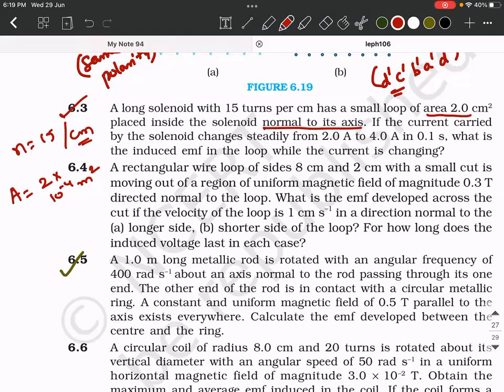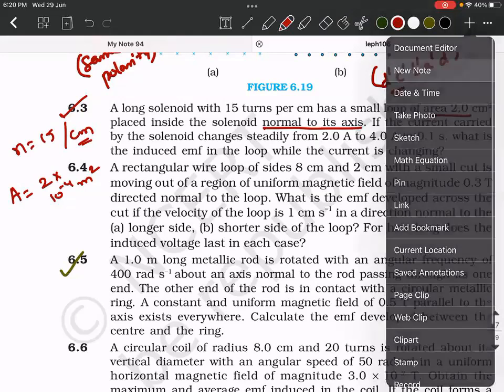So how do you think? Mu naught into small n into I. Yes. Not 90, theta 0. So if at all I have to frame a formula for this problem, how does it look like?